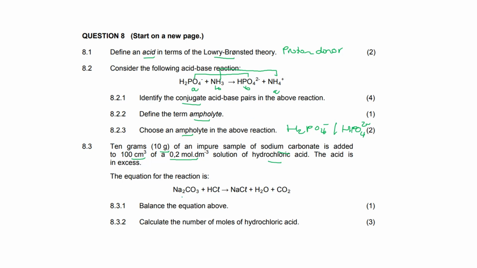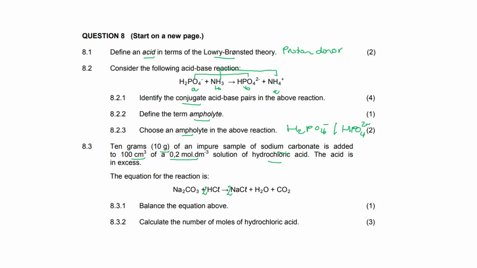So there we have 2 sodium, we have 1 carbon, 3 oxygens, 1 hydrogen, 1 chlorine. But here we have 2 hydrogens. So we'll have to add a 2 here to get 2 hydrogens. But that means now we have 2 chlorines as well. So I'll have to add a 2 here as well. So now it balances. So I have now 2 sodiums, 2 chlorines, 2 hydrogens.